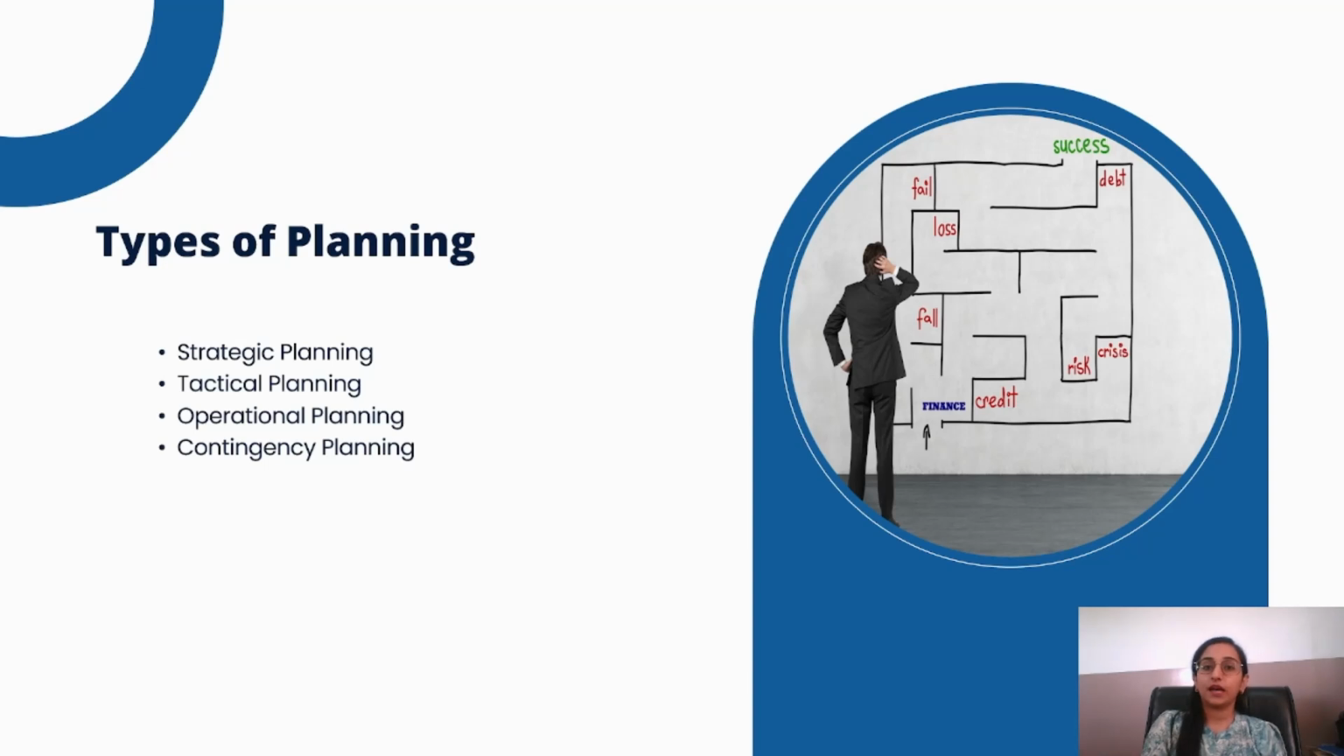to dealing with unexpected events. It ensures that an organization can respond effectively to challenges and maintain continuity of operations, ultimately supporting long term stability and success. This is all about the types of planning.